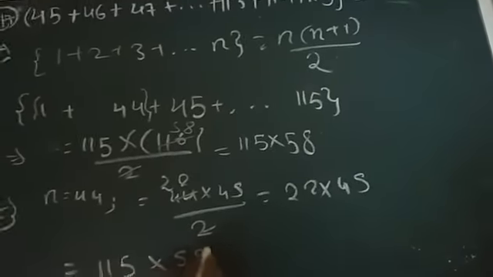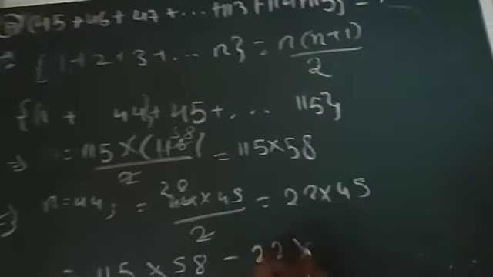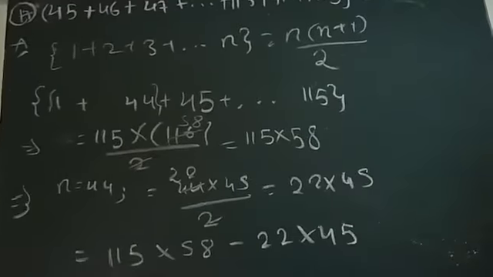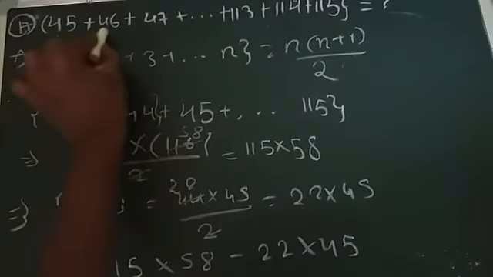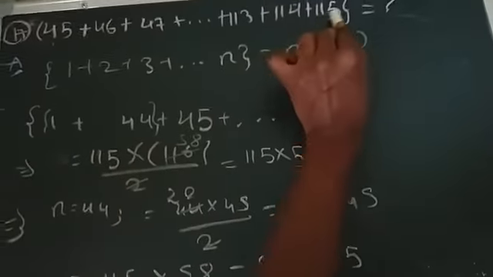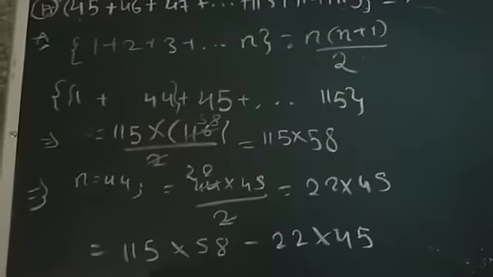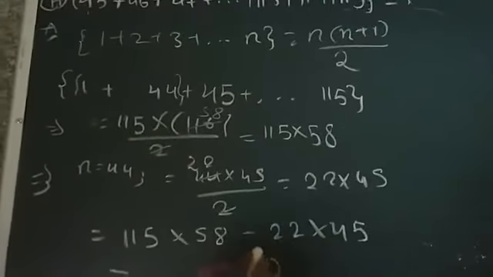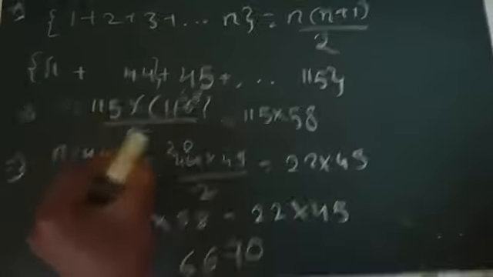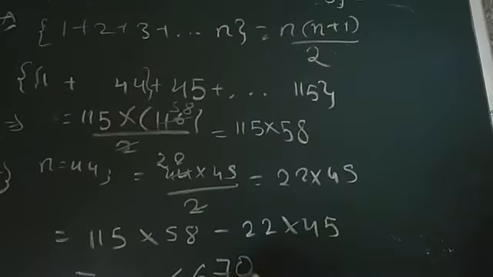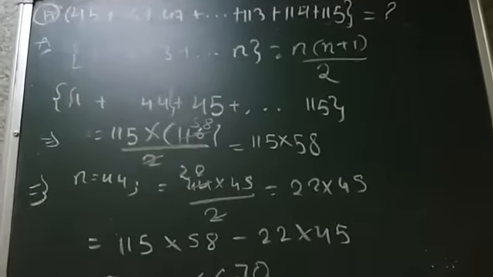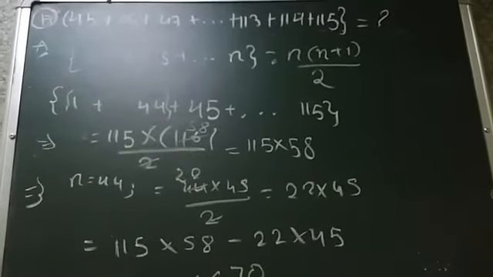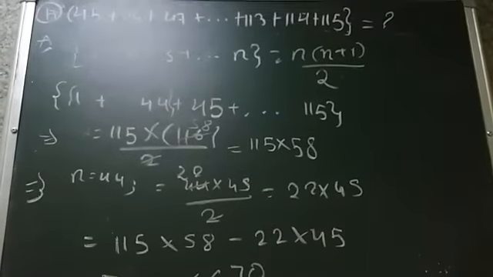Now subtract: 115 into 58 minus 22 into 45. You will get the final answer for 45 plus 46 plus and so on up to 115. The final answer will be 6670. When you calculate, you will get the answer 6670. I hope you understood how to calculate the sum of n consecutive numbers, right?